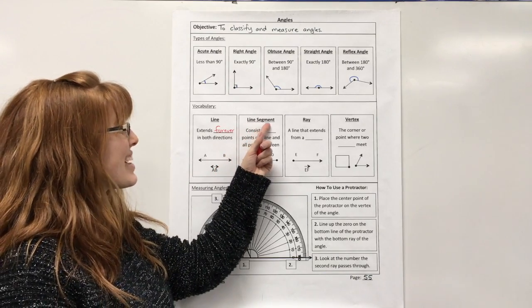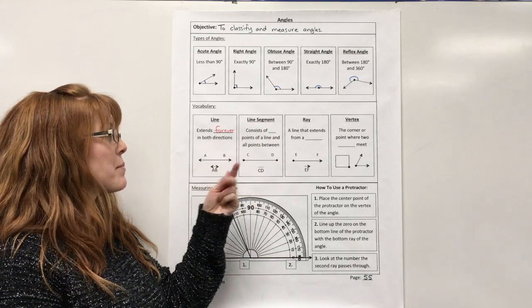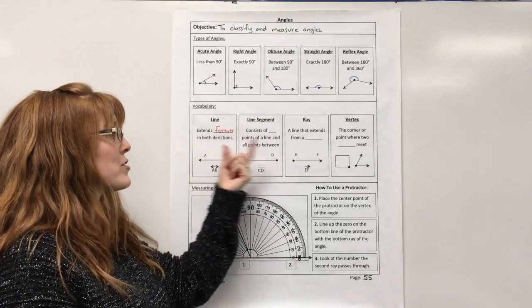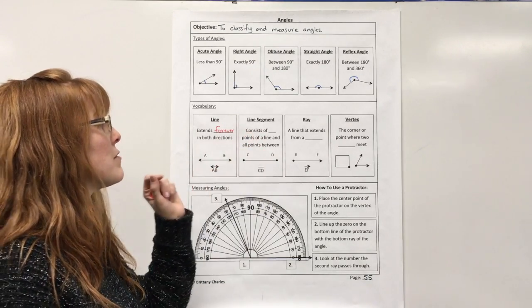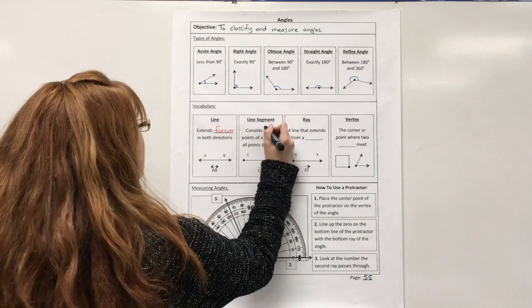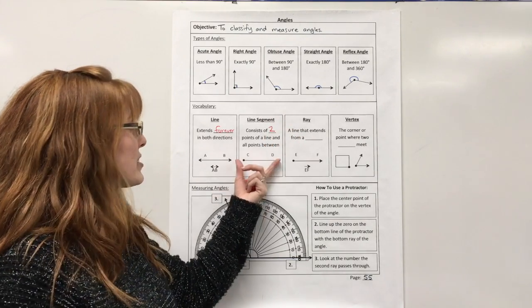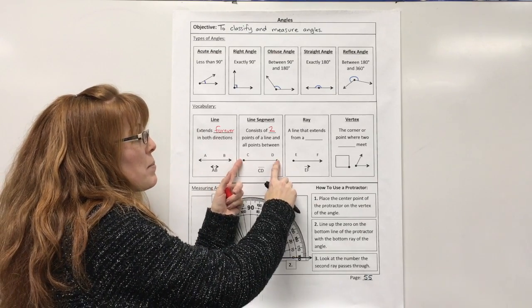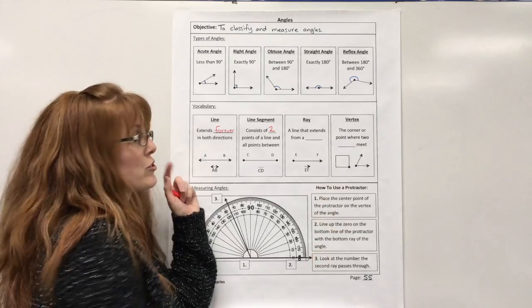Okay, and then we have a line segment, which is similar to a line, but it has final ending points. Okay, this one goes on forever, this one doesn't. So it says it consists of 2 points of a line and all the points in between. So here's a point, it's everything in between, but it doesn't extend past in the other directions.